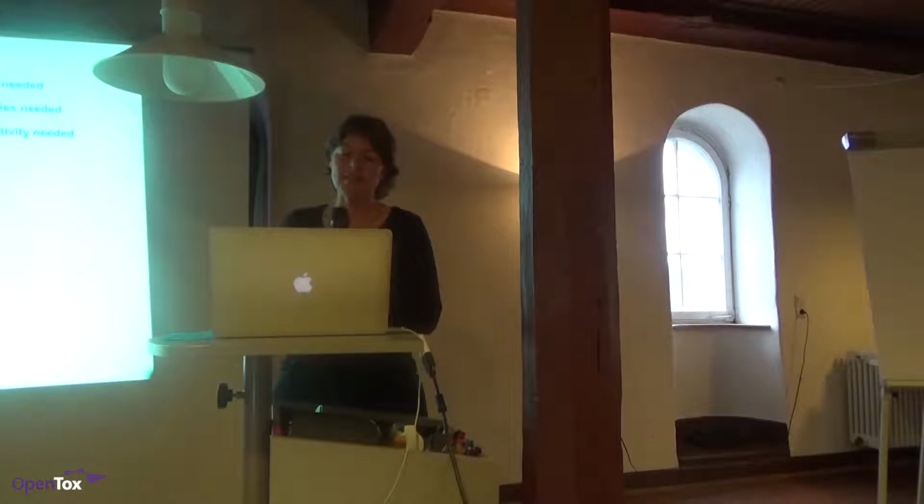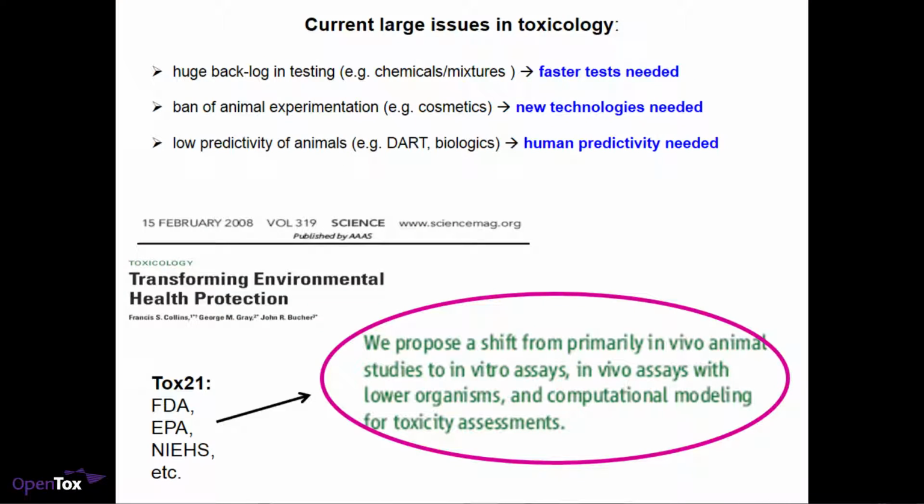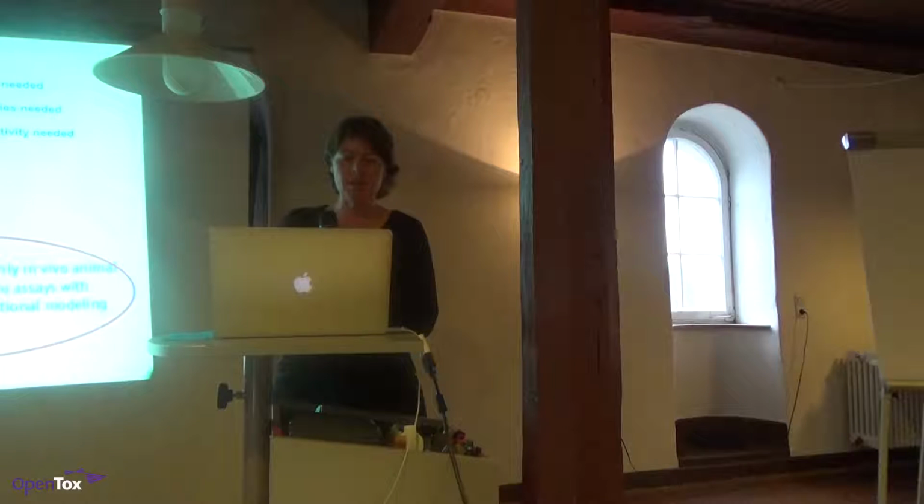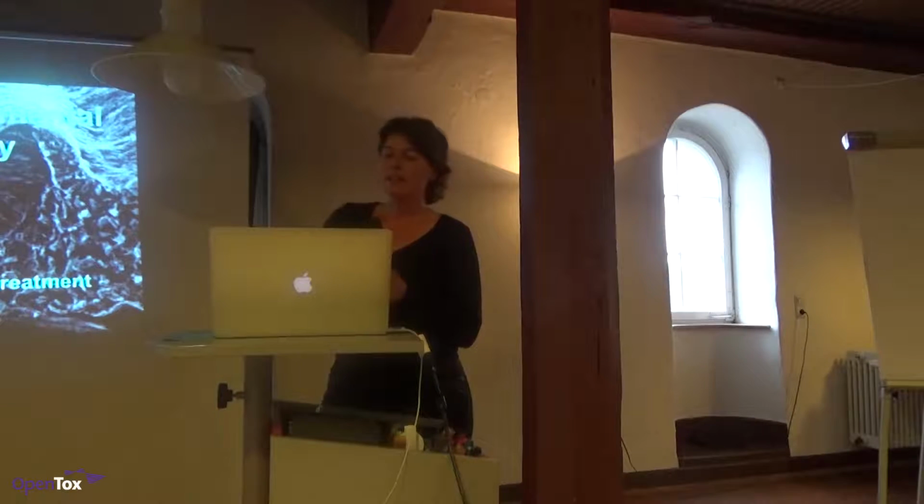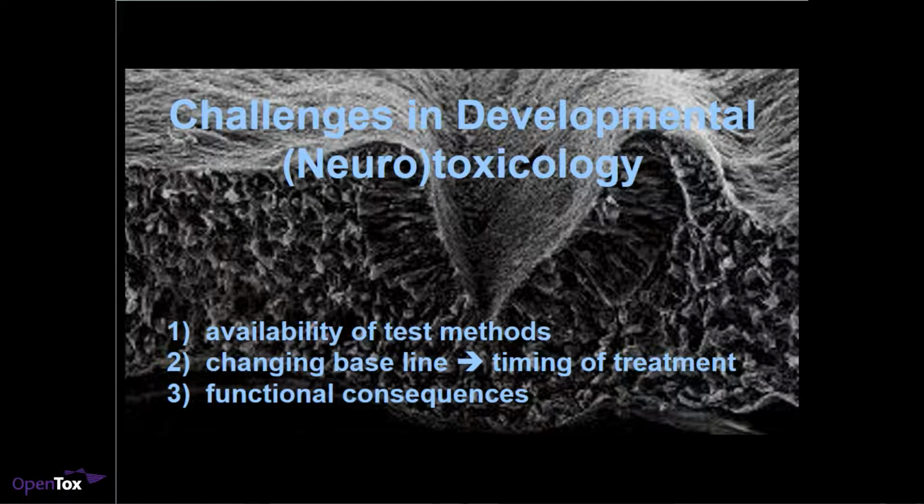We all know that there's a low predictivity of animal experiments, especially in the developmental toxicology field. So a better human predictivity is needed. In 2008 there was this Tox21 agreement to have a paradigm shift from in vivo animal to more in vitro assays. So what our lab is dealing with is developmental neurotoxicology, and basically we had three challenges.